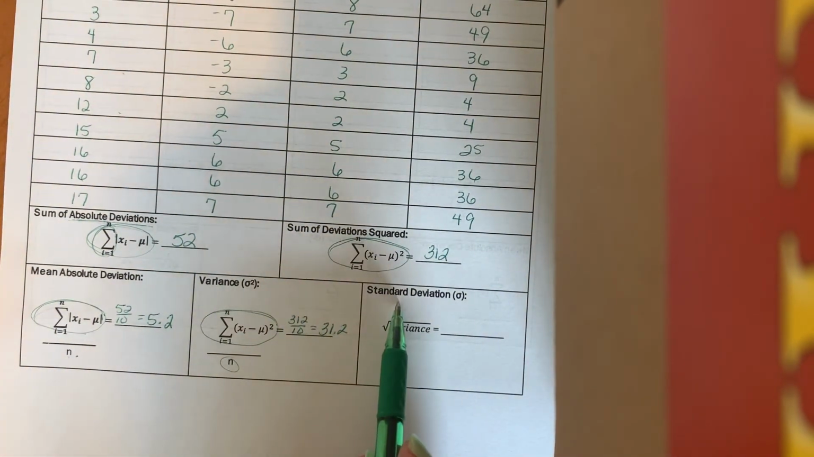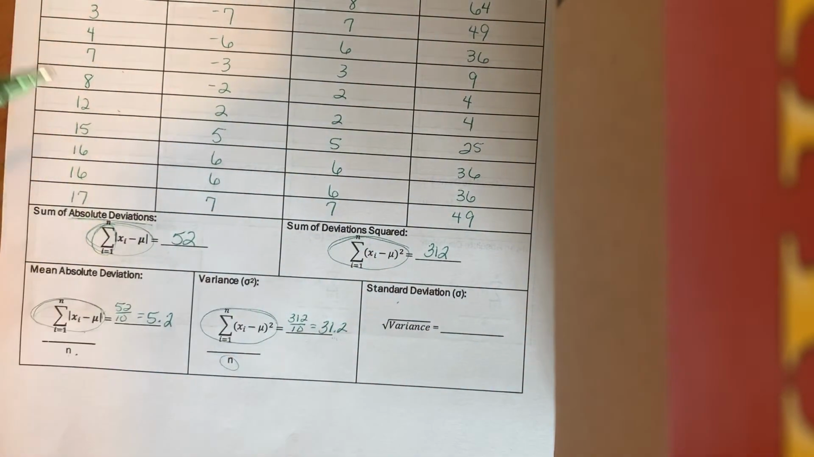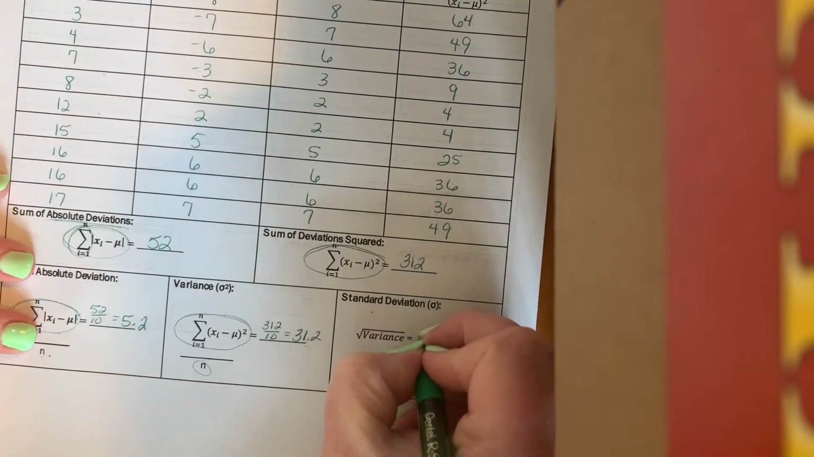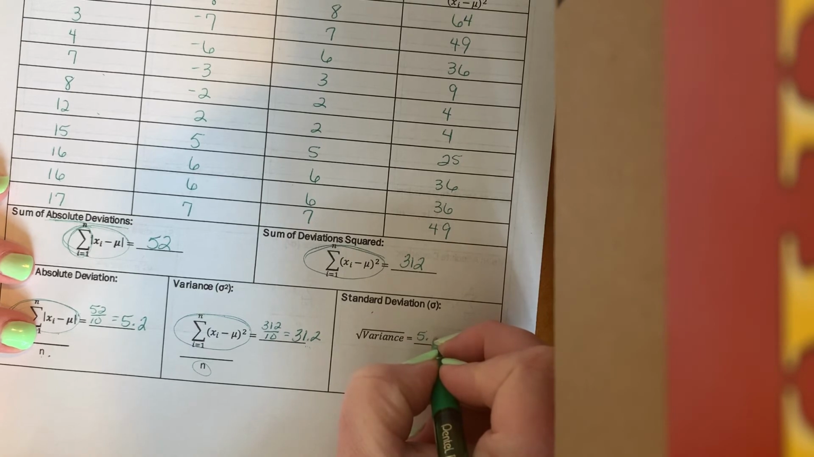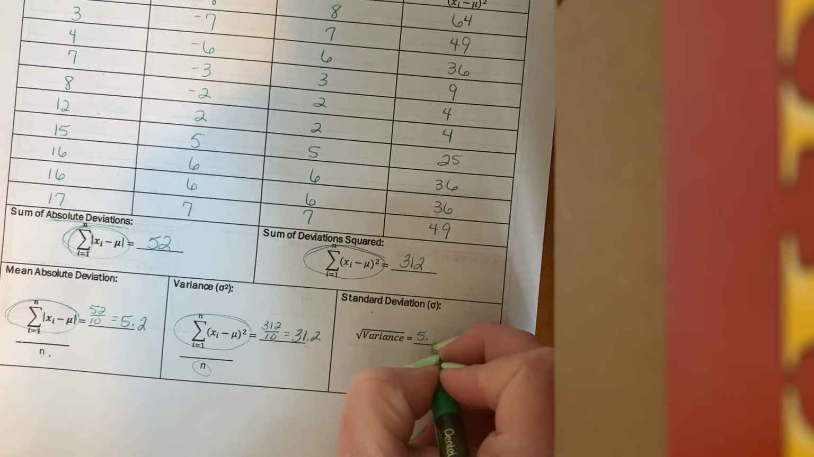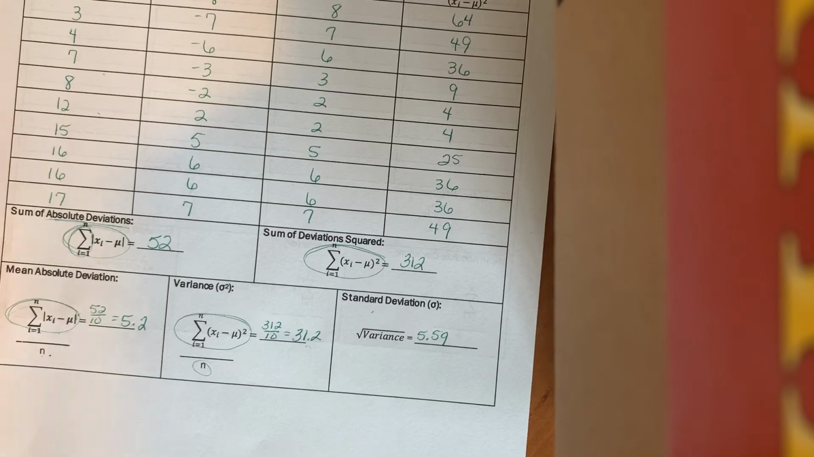Now to find the standard deviation, you just take the square root of this number. So we're going to take the square root of 31.2. We're going to get 5.585. Let's go to 2 decimal places. So this is going to be 5.59. That's your answer. We're going to do the same thing on the back.